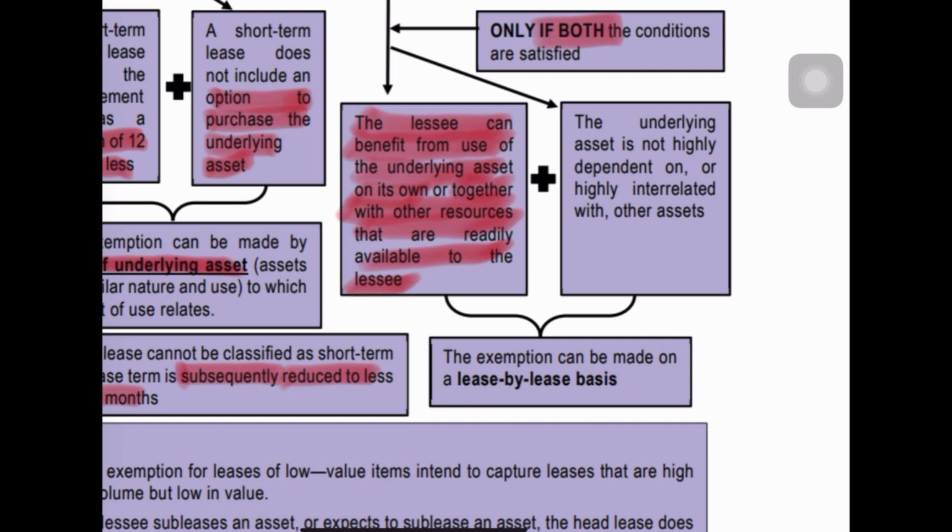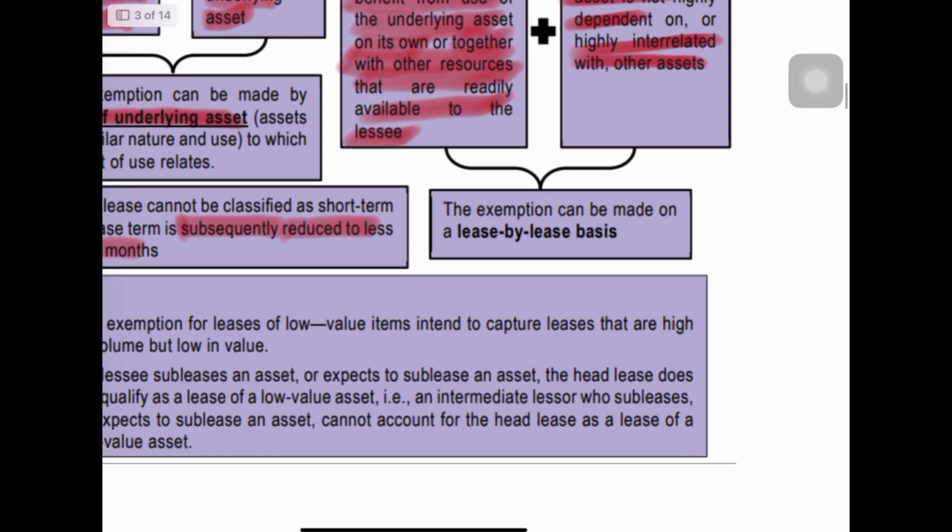And the second condition is the underlying asset is not highly dependent on or highly interrelated with other assets. So these are the two conditions that need to be satisfied. So we'll go through a few examples to understand in detail. And the exemption can be made available on a lease by lease basis, not on a consolidated basis.